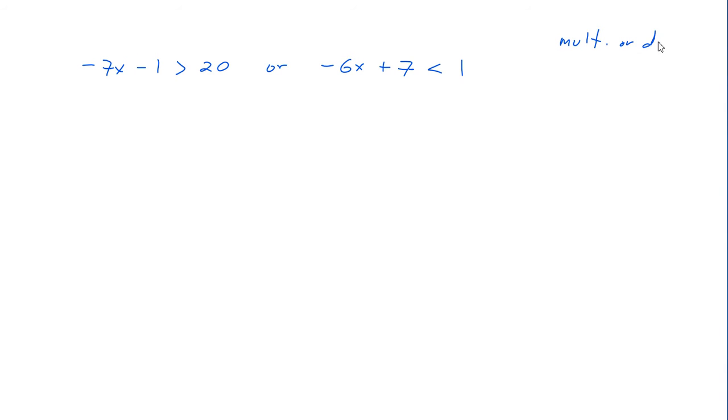Okay, so I think the problem you have here was, let's see, negative 7x minus 1 is greater than 20, or negative 6x plus 7 is less than 1. Okay, so in order to solve this system of inequalities, we want to isolate x in each case, and then we'll combine the answers. To isolate x, just remember that if you multiply or divide by a negative in the process of solving, then you have to reverse the direction of the inequality.